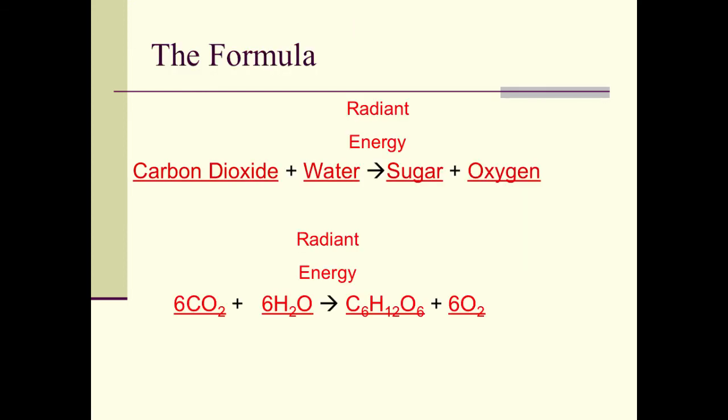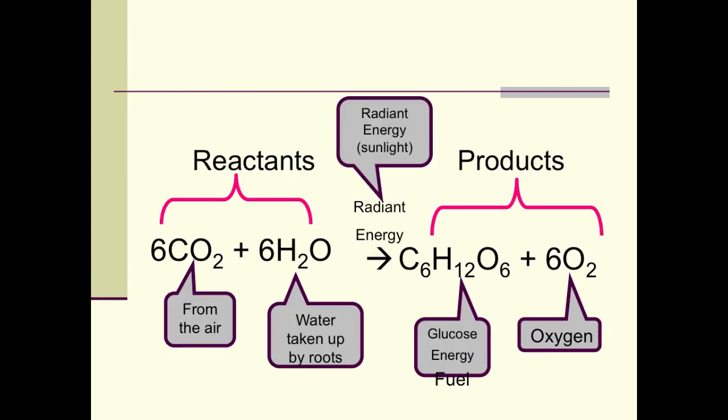So here's the formula for photosynthesis. I want you to take a moment, pause, and write it down. I want you to write it in both forms, both in the words and in the chemical formula. So carbon dioxide, which is CO2, plus water, H2O, are our reactants that yield sugar, which is glucose, C6H12O6, and releases oxygen, O2. This is the chemical equation for photosynthesis. So the reactants, the products.